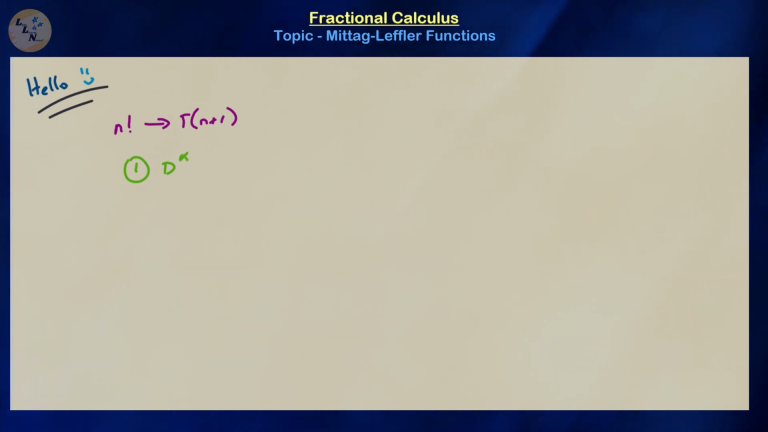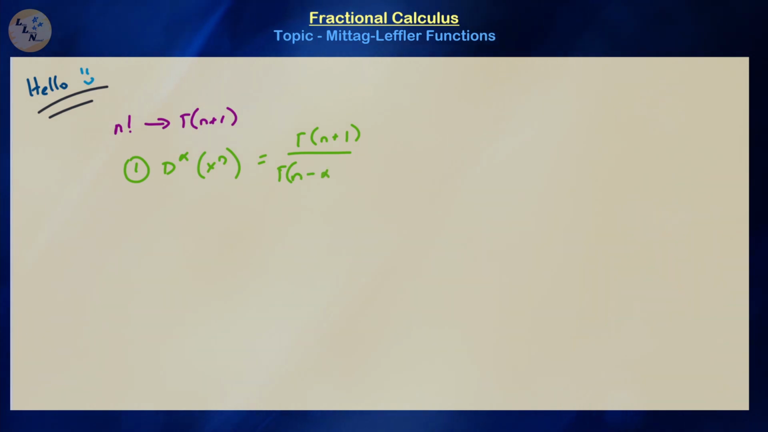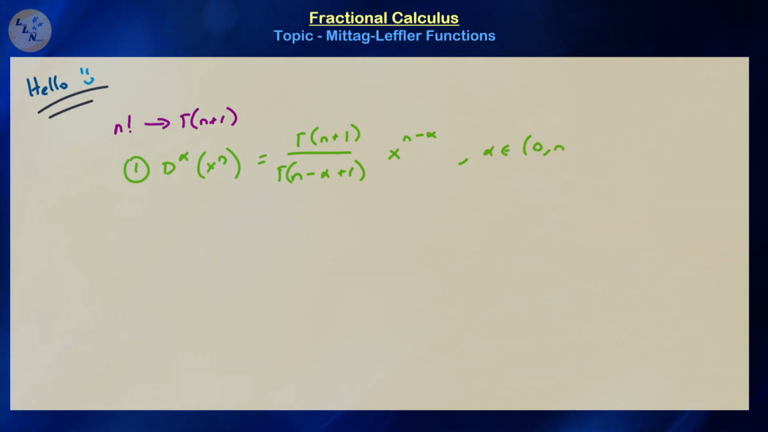The first is the alpha derivative of x to the n, i.e. the fractional power rule, is given by gamma of n plus 1 divided by gamma of n minus alpha plus 1 times x to the power of n minus alpha, which holds for alpha in the interval 0 to n plus 1. So that is what we call the fractional power rule.